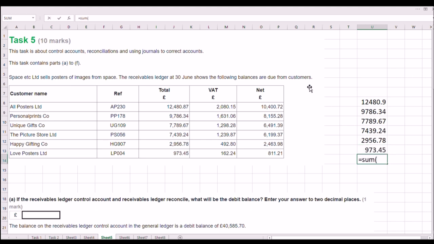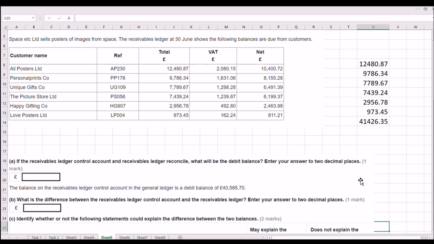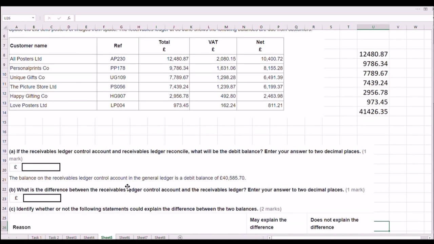8.74, 7.78, 9.67, 7.79.24, 29.64, 29.68, and 973.45. Now, in the exam, what you would do is you would add up all three columns and then check them against one another. Okay, so that's what you would do in real life or in the exam. Let me just format that so that it's to two decimal places. Yeah, so that's what we are. 41426.35 in the exam. I mean, that is the right answer. In the exam, you would total the VAT and you would total the net, and add those two together and just check that was the right answer, because clearly you can make a mistake here, and that's just exam technique.